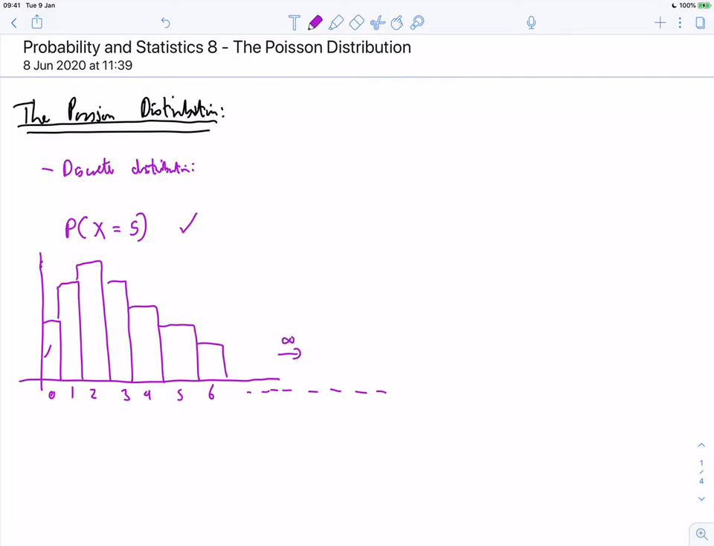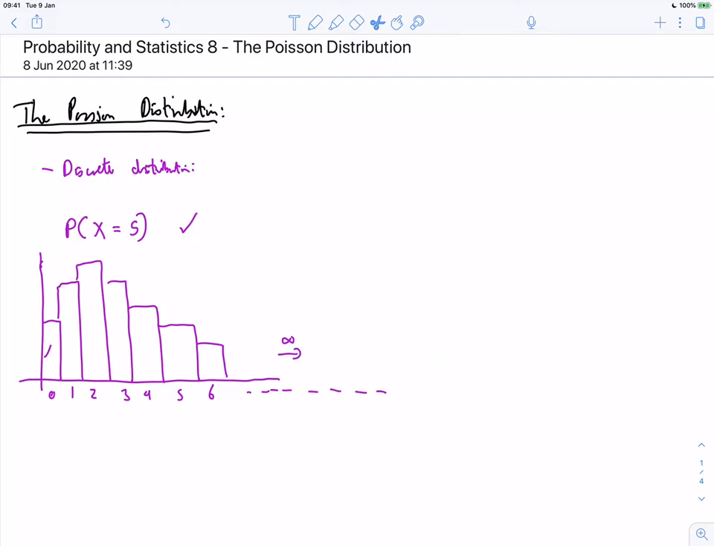There is still a finite possibility of a number like 100 or maybe a million out there at the far edge. There might be an infinitesimally tiny box, but that still would contribute to some area. So, let's just crack on with it.